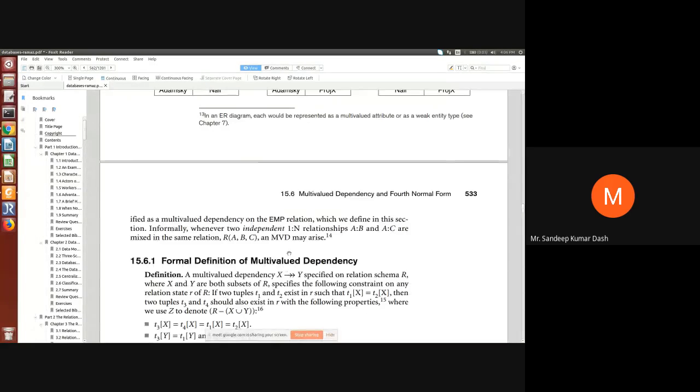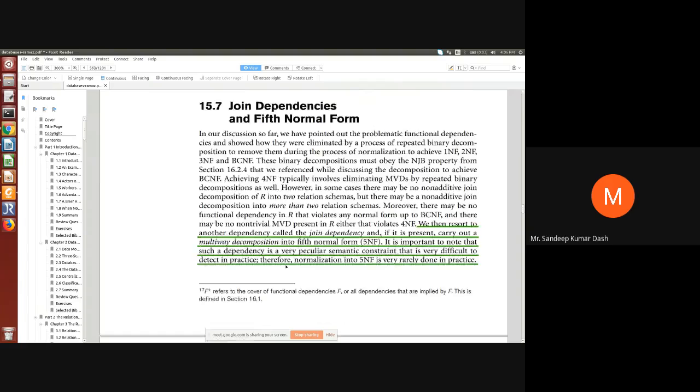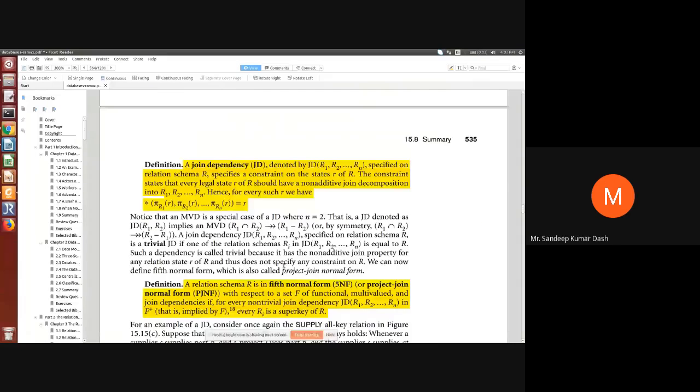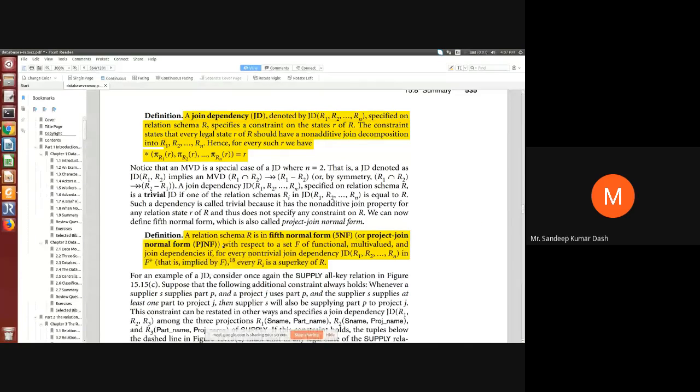Any doubt up to this? In today's class we saw join dependency, non-additive join, and how to find whether your division has a non-additive join or not. If any row of the table could be converted to A, then your division is proper. It has a non-additive join. Then what is 5NF? Project join normal form. Okay, no doubt.